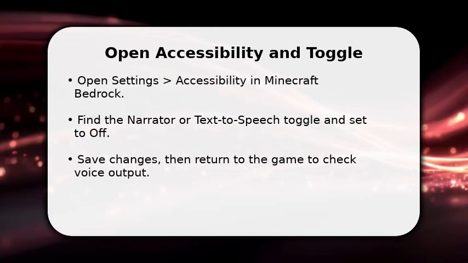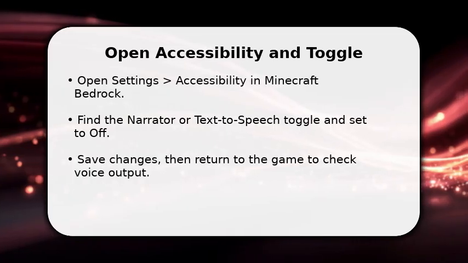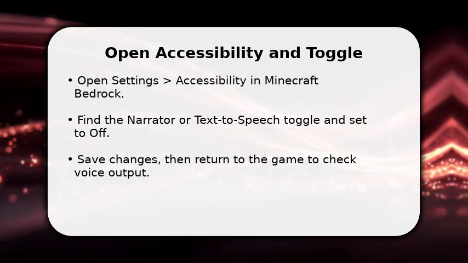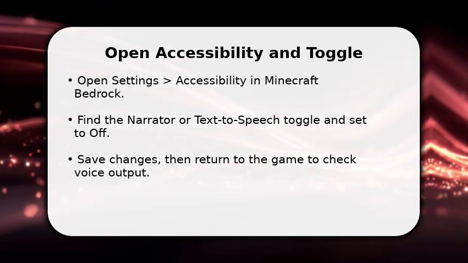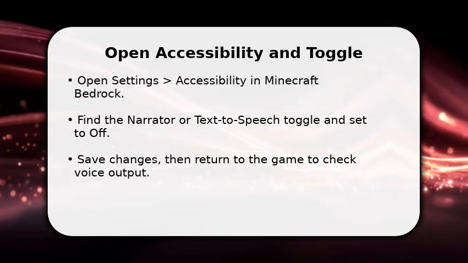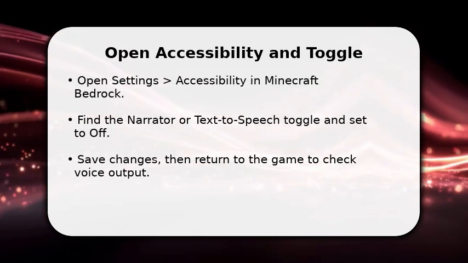You start inside Settings, go straight to Accessibility and look for Narrator or Text-to-Speech. Flip that toggle to Off now. This is the single control that mutes the in-game spoken narrator. Once done, back out of Settings and resume your world so Minecraft applies the change.